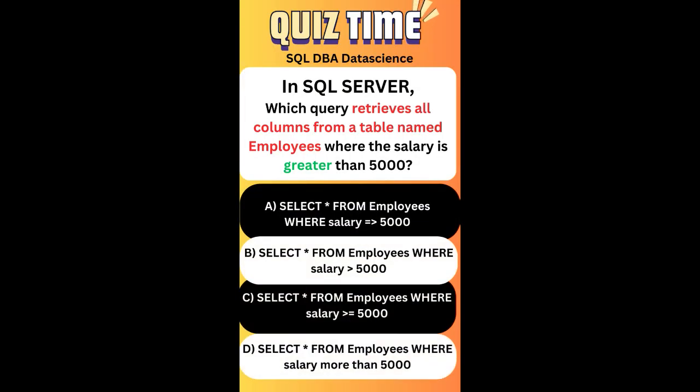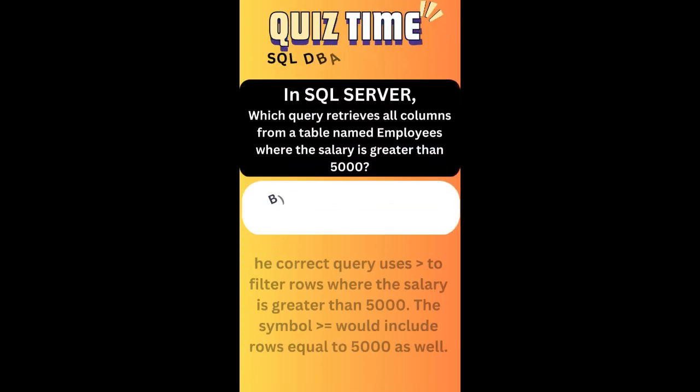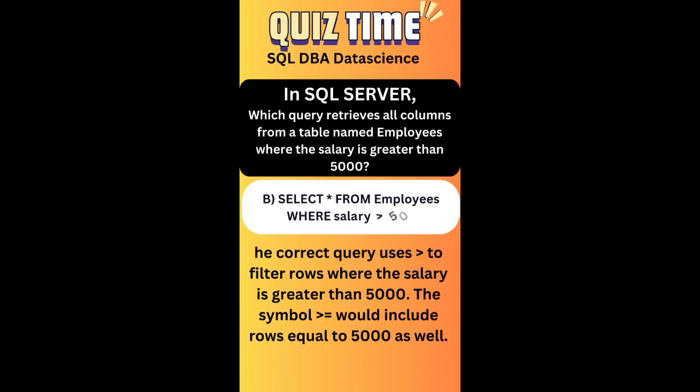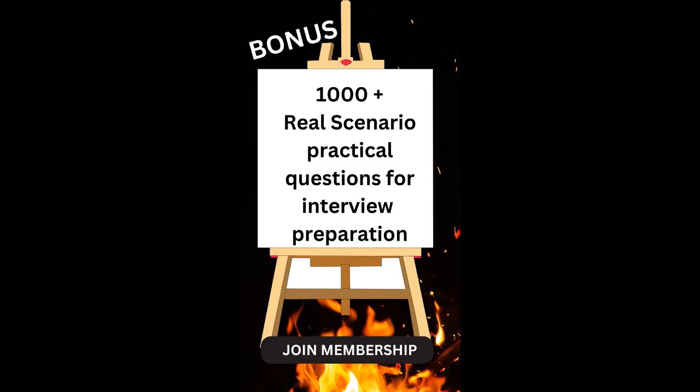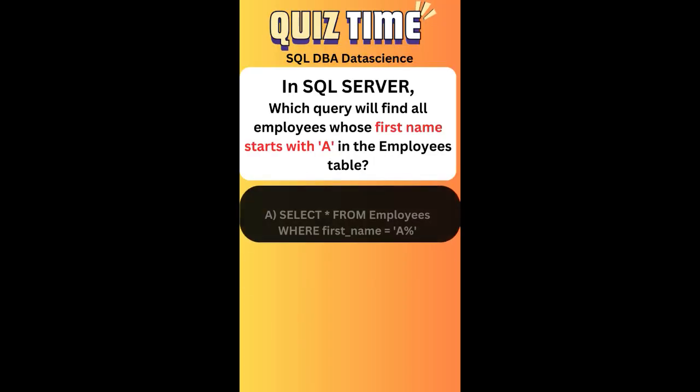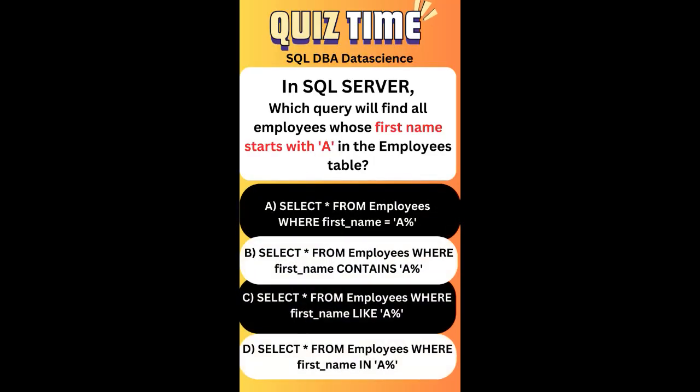Which query retrieves all columns from a table named employees where the salary is greater than 5000? Which query will find all employees whose first name starts with A in the employees table?